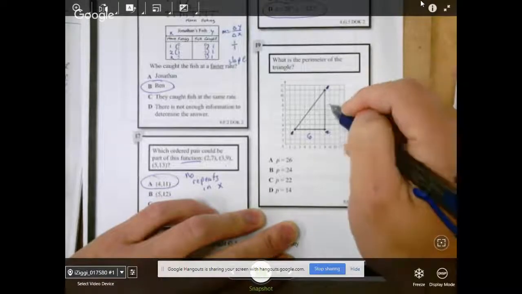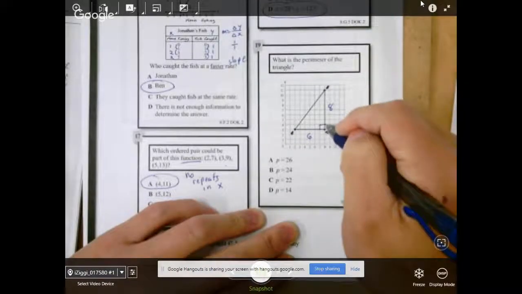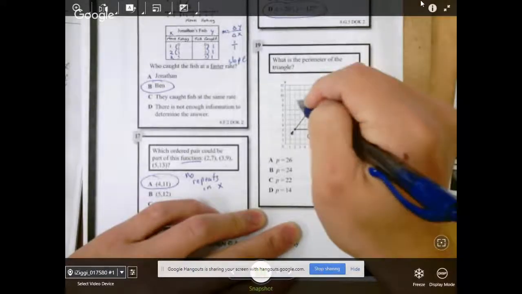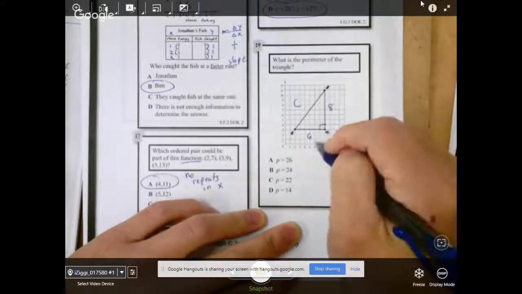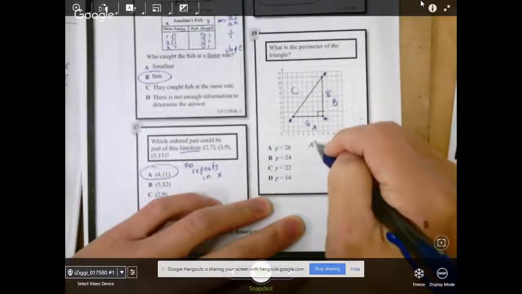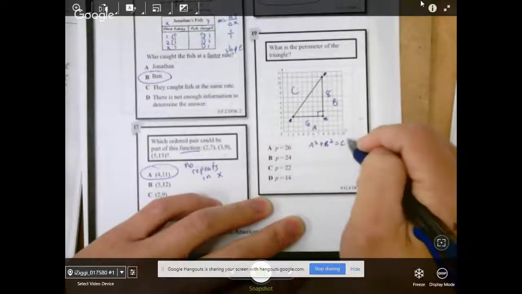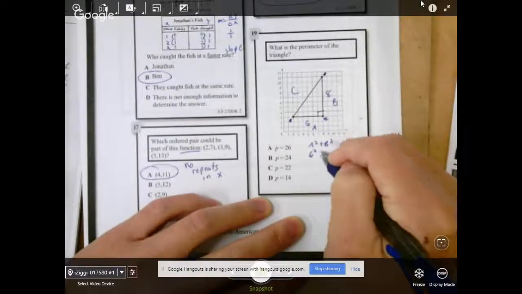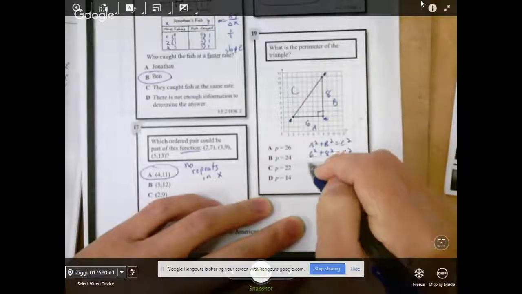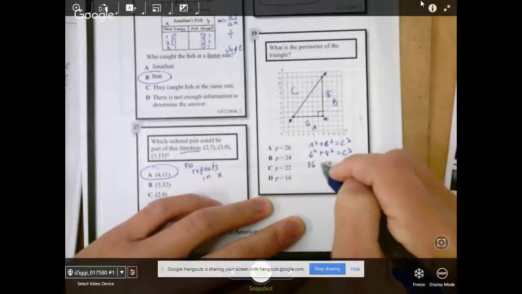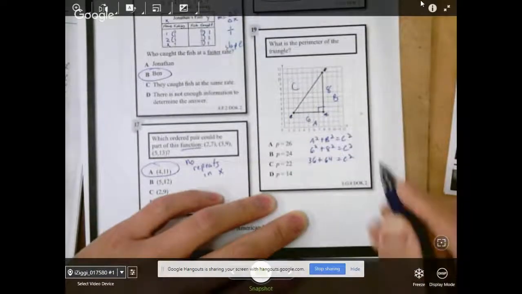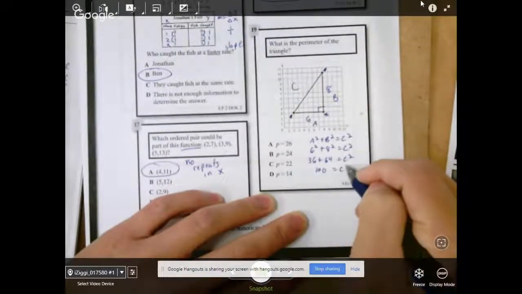Okay, so I'm looking for C. This is A and this is B, right? So it's A squared plus B squared equals C squared. A is 6, so 6 squared plus B is 8, 8 squared equals C squared. 6 squared is 36. 8 squared is 64. 36 plus 64 is 100. Now I got to take the square root. C equals 10. Okay, so C equals 10.